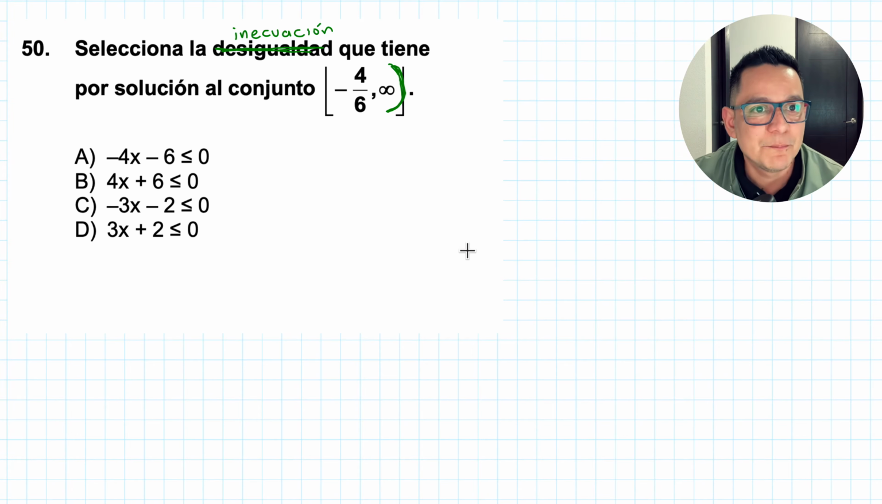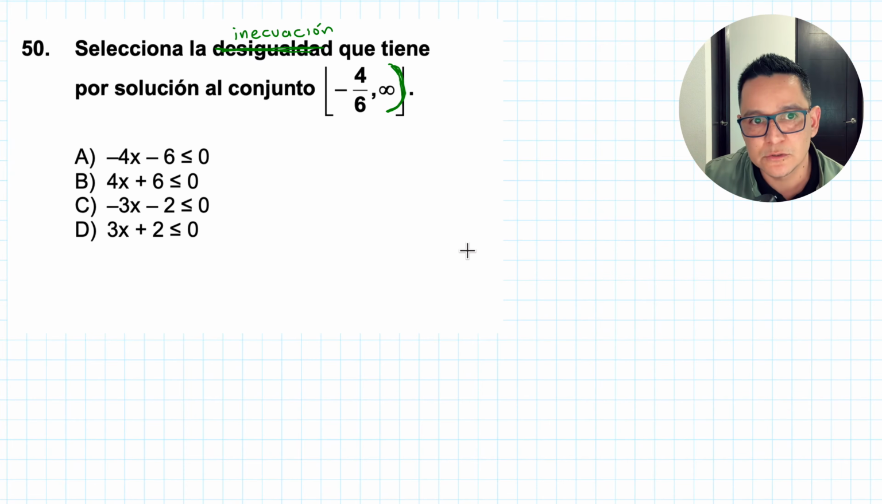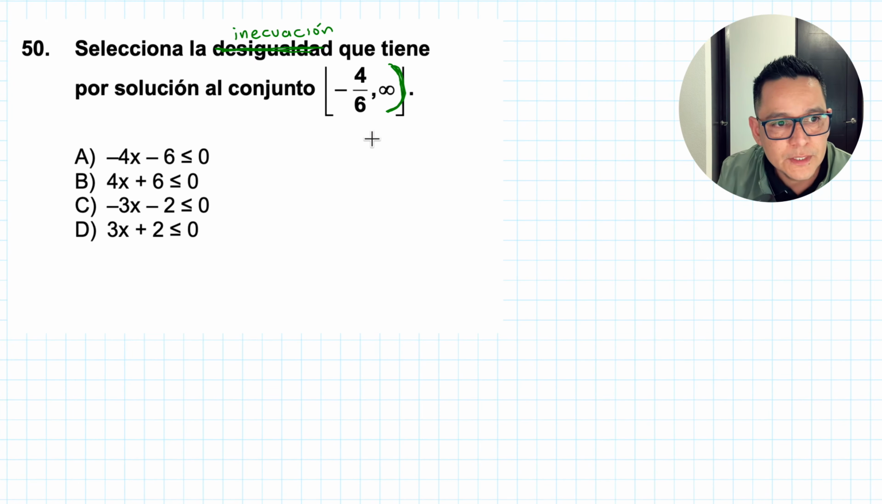Okay, so again, let's select the inequation whose solution is the set from negative 4/6, including negative 4/6, up to infinity. Look, that's it. Let's do it here. It's important that we first visualize what this refers to. I mean, what does it mean by negative 4/6 to infinity? And it's not hard to figure out.